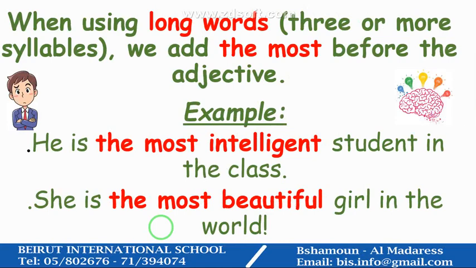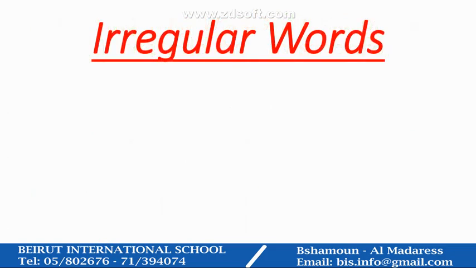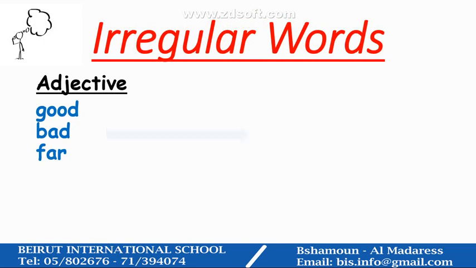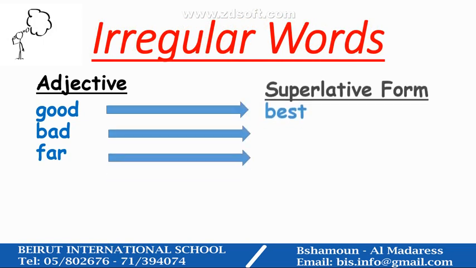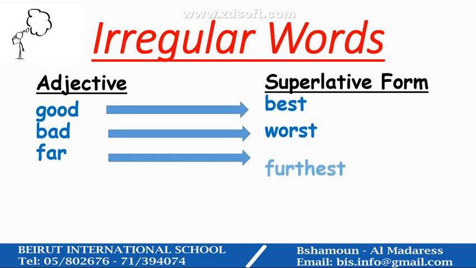When using long words, 3 or more syllables, we have to add the most before the adjective. For example, he is the most intelligent student in the class. She is the most beautiful girl in the world. Irregular words that are good, bad, and far become best, worst, and furthest in the superlative form.